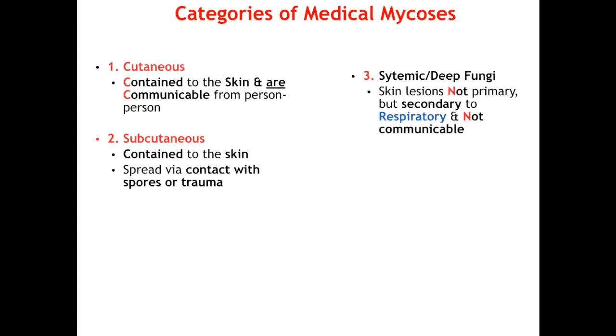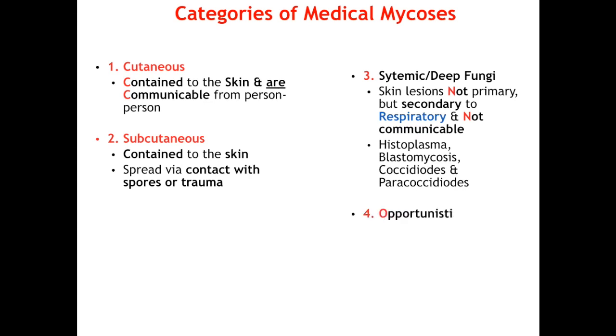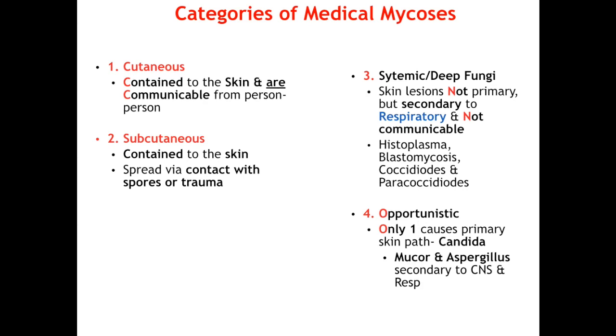This is totally different from the systemic or deep fungi and the opportunistic fungi because all of those, except Candida, are respiratory pathogens because their route of entry is via inhalation. Some of them do, of course, have skin manifestations. However, those are secondary to their respiratory manifestations. The exception, of course, is Candida, which I will be going over right now because her primary pathologies are in the skin.